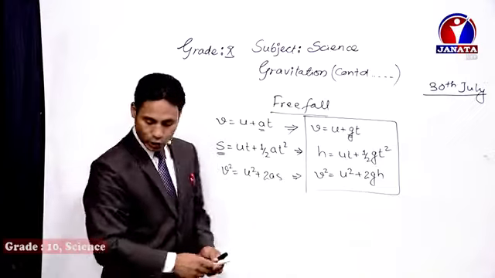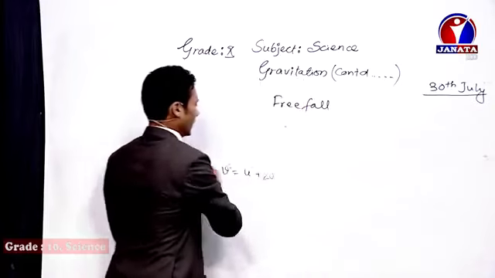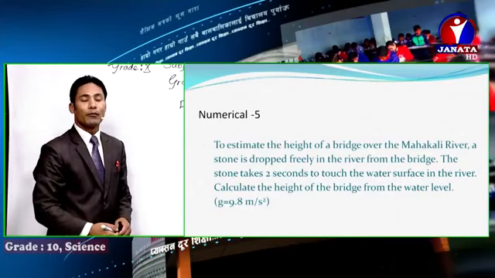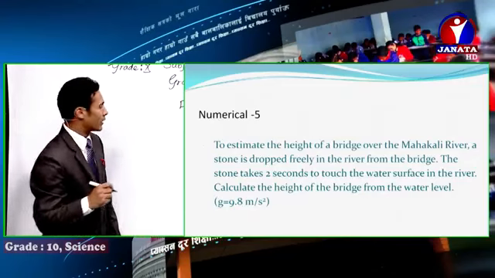Okay, so let's try one numerical problem related to this. You can see the question on screen. The question is like this: to estimate the height of the bridge over the Mahakali River, a stone is dropped freely into the river from the bridge, and the stone takes 2 seconds to touch the water surface. Then calculate the height of the bridge from the water level. The value of small g is given as 9.8 meter per second square. So let's solve this numerical problem.